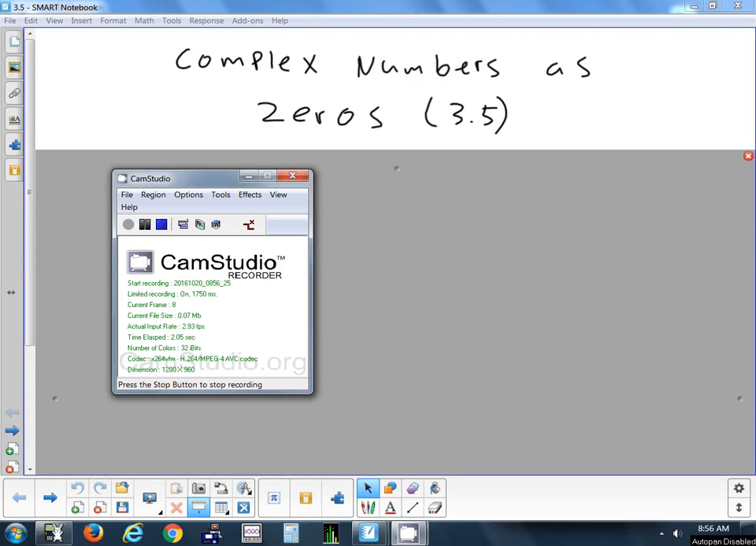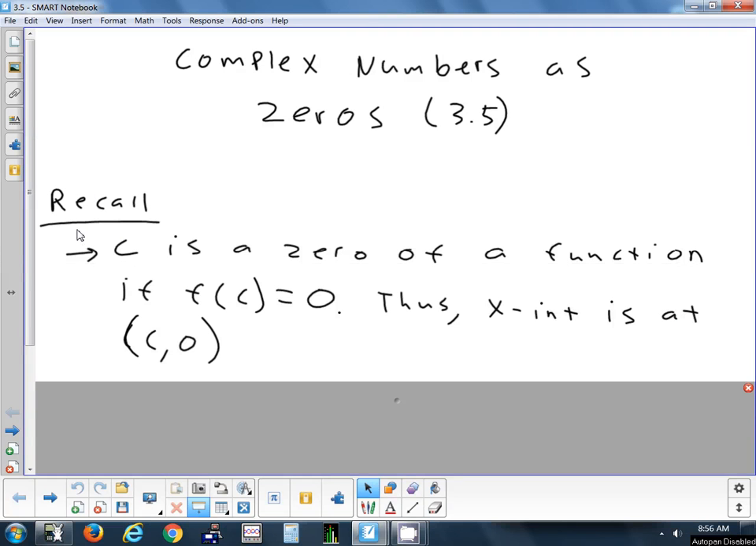Right, so our last section for this week will be 3.5. Okay, we'll kind of look at two things here. First, we'll do a review of complex numbers, and then we'll apply using complex numbers to find roots. Okay, so this is just a reminder.